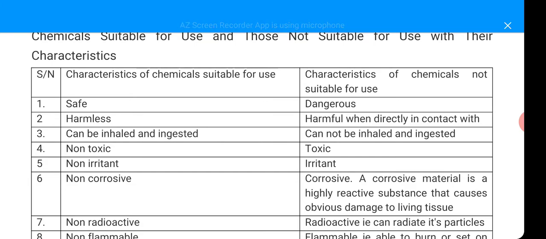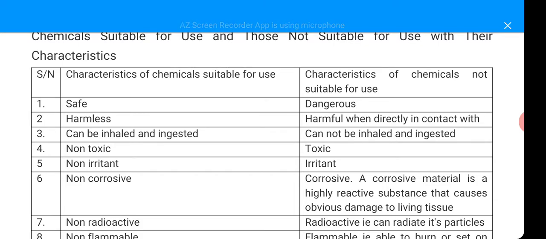1. Safe. Chemicals suitable for use are safe. So any chemical that is safe is classified as suitable for use, while chemicals that are dangerous are classified as not suitable for use. 2. Harmless. Any chemical that is harmless, that cannot harm you, is classified as suitable for use, while chemicals that are dangerous, that can harm you when you use them, even just when you touch them, are classified as not suitable for use.